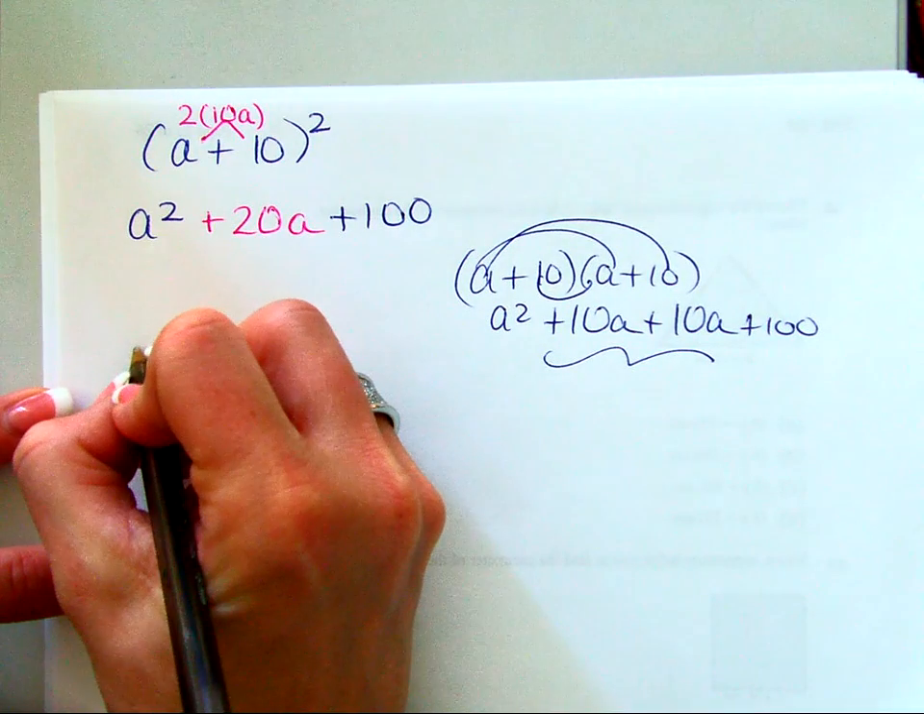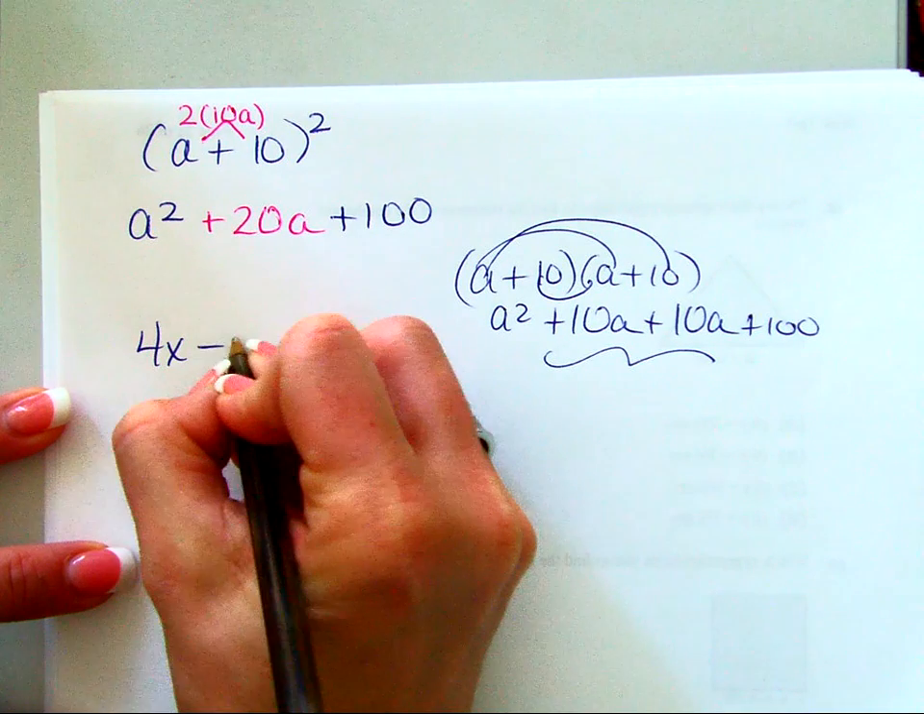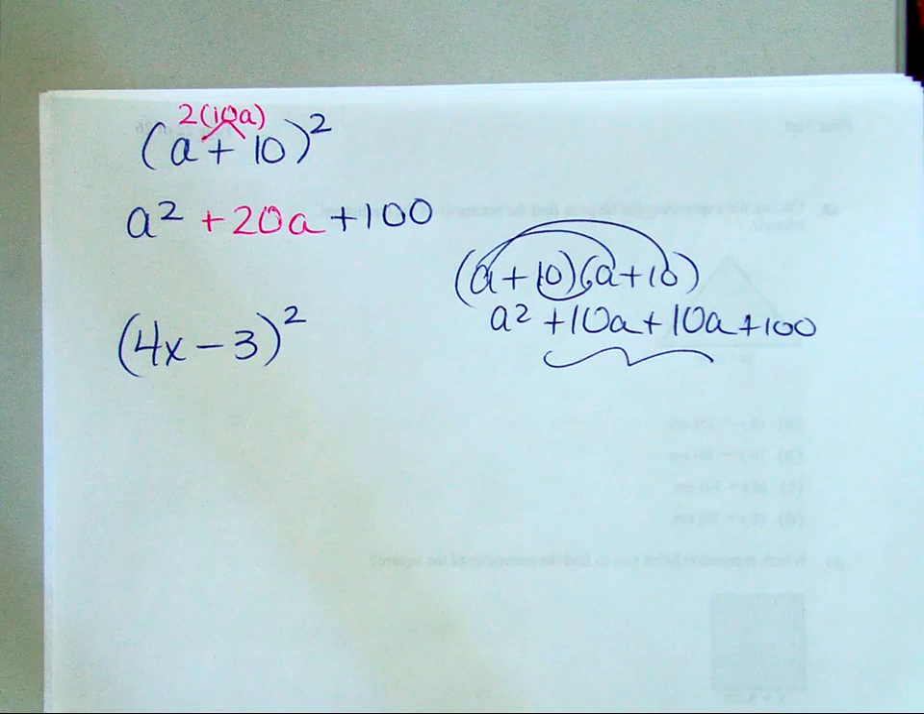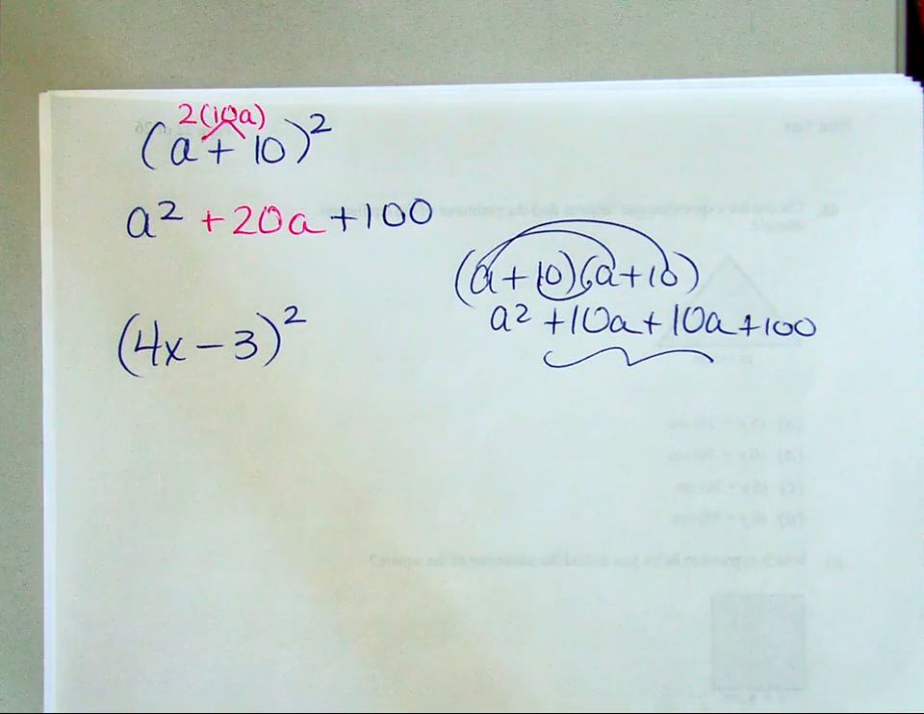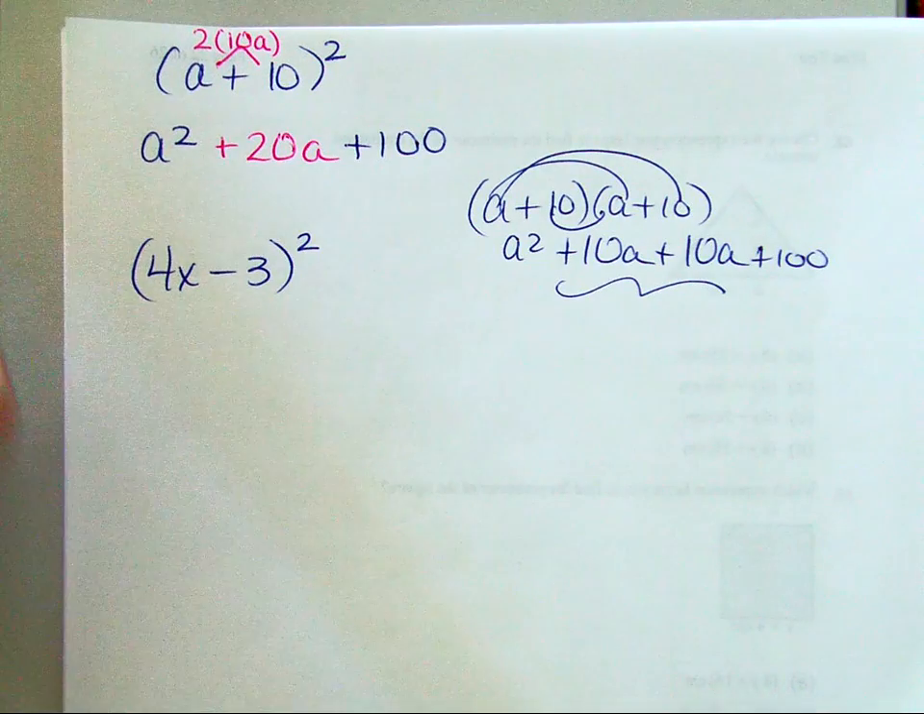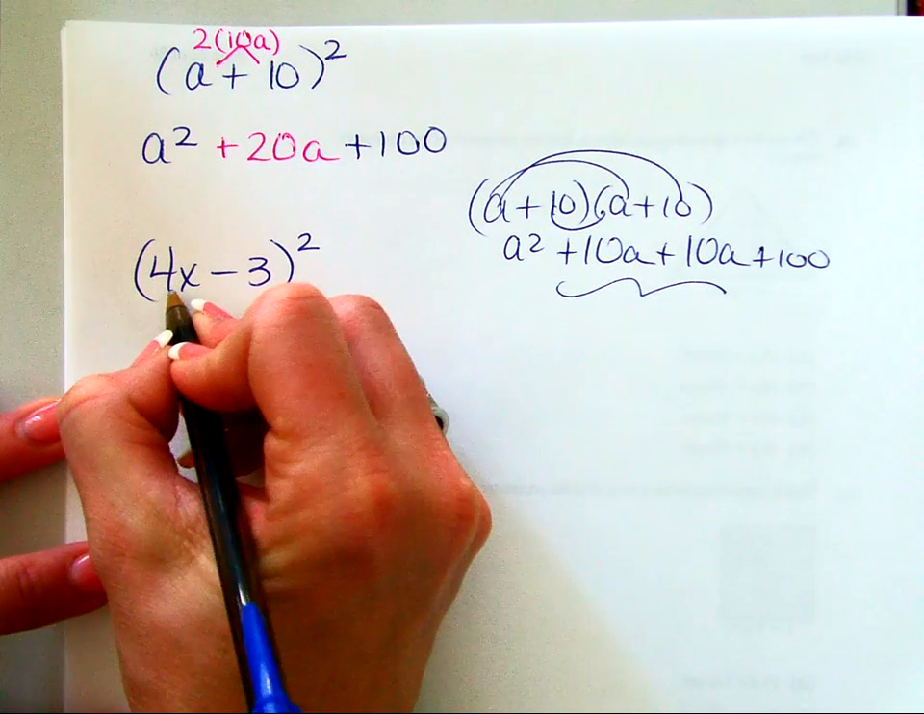I think it makes more sense with a coefficient. Like if I take 4x minus 3 and I want to square it. In other words, I want to do 4x minus 3 times 4x minus 3, which, by the way, could you just go ahead and do it out the long way and FOIL it? Sure. There will be a reason later, though, that you're going to really want to know how to do this.